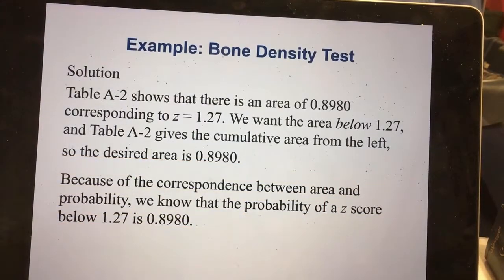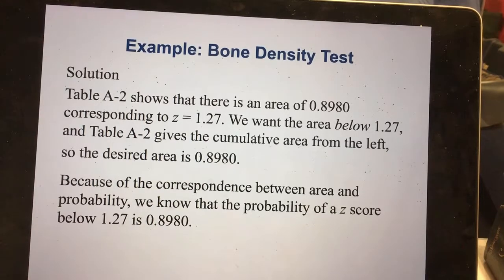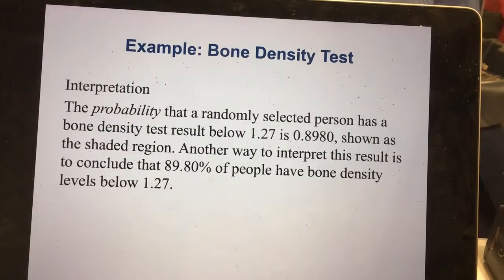All right, so now it says Table A-2 shows that there is an area of 0.8980 corresponding to z equals 1.27. We want the area below 1.27, and that's what the table is giving us. So 0.8980 is the answer. The probability that a randomly selected person has a bone density test result below 1.27 is 0.8980, or 89.80% of the people have a bone density less than that.